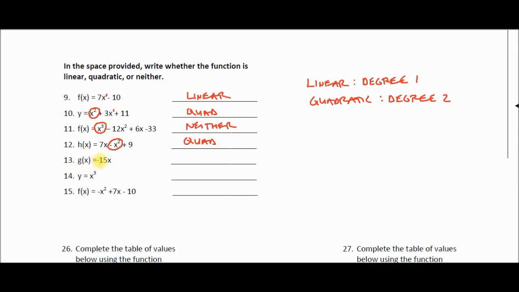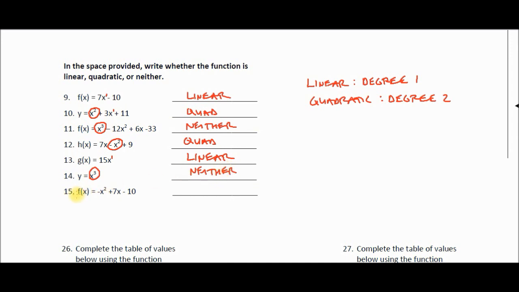Number 13, g of x is equal to 15x. Well, the only exponent in this equation is the power of 1, or an exponent of 1. That means this has to be linear. Question number 14, y equals x cubed. There we go again. That is not a squared term, that is a cubed term, or it has an exponent of 3. That means this is a degree 3 function or equation, and that means this is neither one. This is not quadratic and it is not linear.